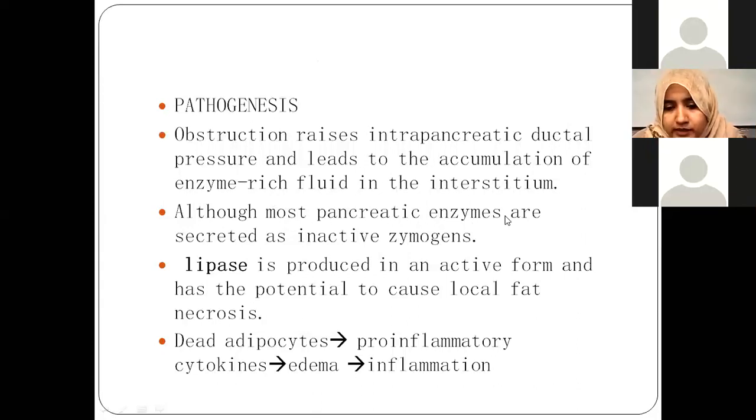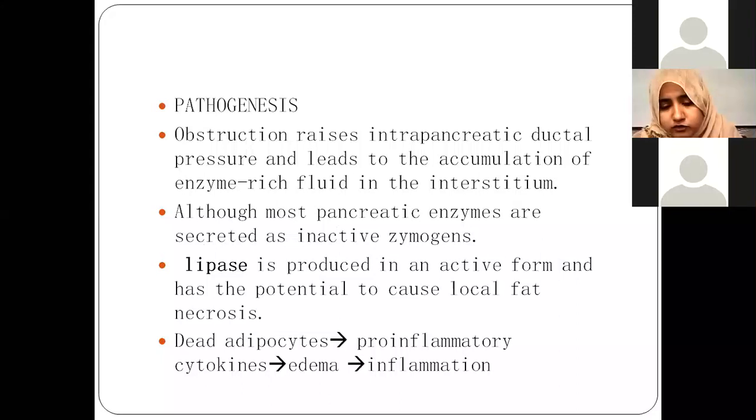Although most pancreatic enzymes are secreted as inactive zymogens, what happens when there is accumulation and inflammation at the wall of the pancreas and the duct of the pancreas? That will cause enzyme-rich secretion in it. The lipase is produced in an active form and has the potential to cause local fat necrosis, which leads to dead adipocytes. These dead adipocytes are themselves responsible for pro-inflammatory cytokines, edema, and inflammation. So a positive feedback mechanism, a vicious circle, starts with the obstruction of the duct, inflammation and dilatation of the duct.